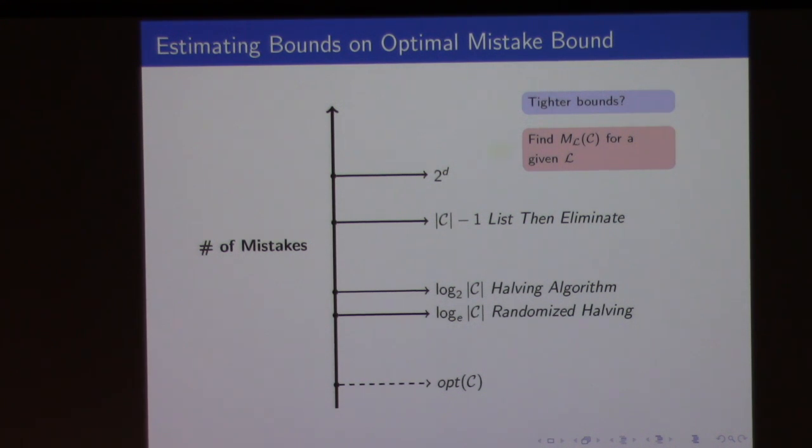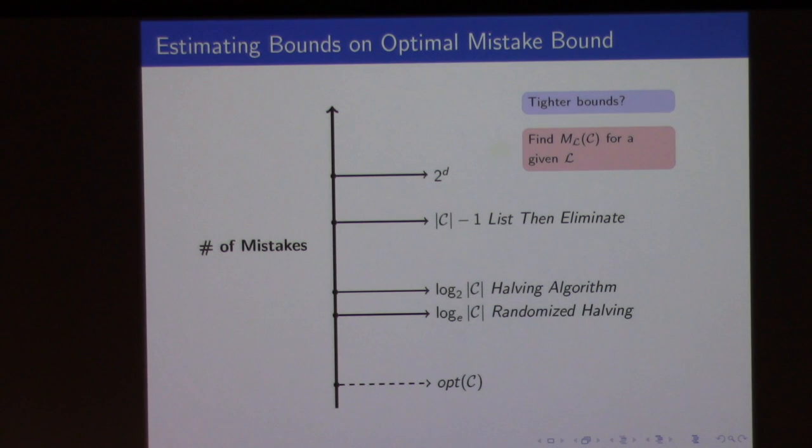No, so the question is, since there's only one target concept, will list then eliminate make zero mistakes? So the point is that for certain types of data, it might make zero mistakes as well. It could happen. But what we want to figure out is, for the worst possible sequence of data points, how many mistakes? So you just need to think about the worst case.